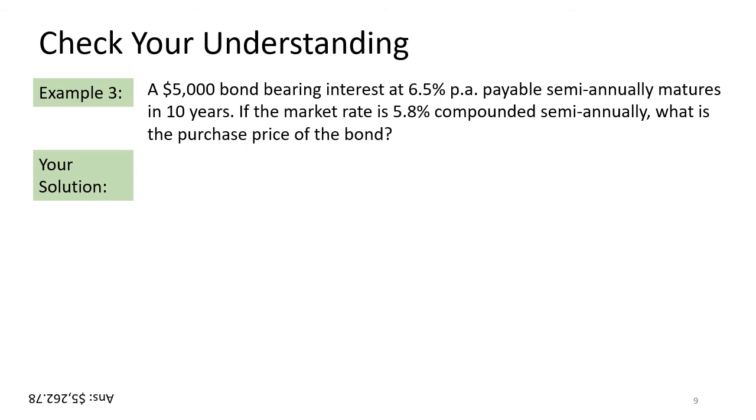Okay, a couple items to notice. Your interest on your bond is payable semi-annually, and your market rate is compounded semi-annually. So this would be considered an ordinary simple annuity, since those two are the same. The next item to notice is that your bond has a 6.5% interest, and your market rate is only 5.8. So in other words, since your bond's interest rate is higher, you can expect the number we get to be greater than the face value of $5,000. In other words, selling at a premium.